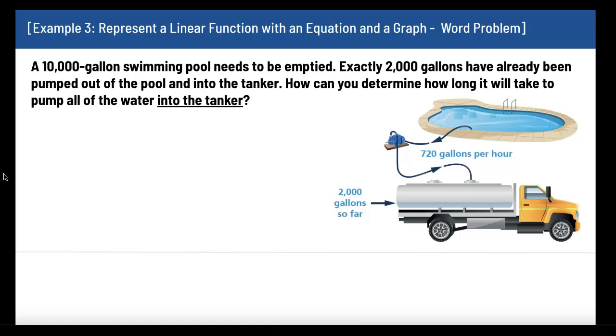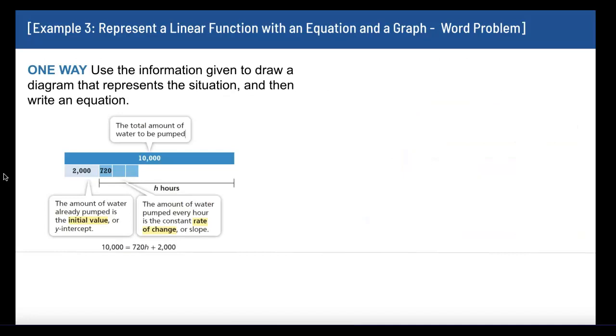So we're wondering, in how much time will we get all of the water out of the 10,000-gallon pool and into the tanker? One way is to look at this using a diagram that represents the situation. We draw a rectangle that represents the whole 10,000. We know that 2,000 has been taken out, and then we can put 720 for every hour, and however many 720s would be the number of hours.